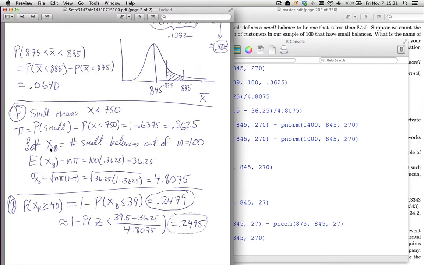So if XB is this binomial count indicating the number of small balances, then the mean of XB, we had a theorem saying it was just n times pi. Therefore, we expect 36 small balances out of 100. What's the standard deviation? Well, it was the square root of n times pi times 1 minus pi. Go plug those numbers in. Standard deviation is about 4.8.